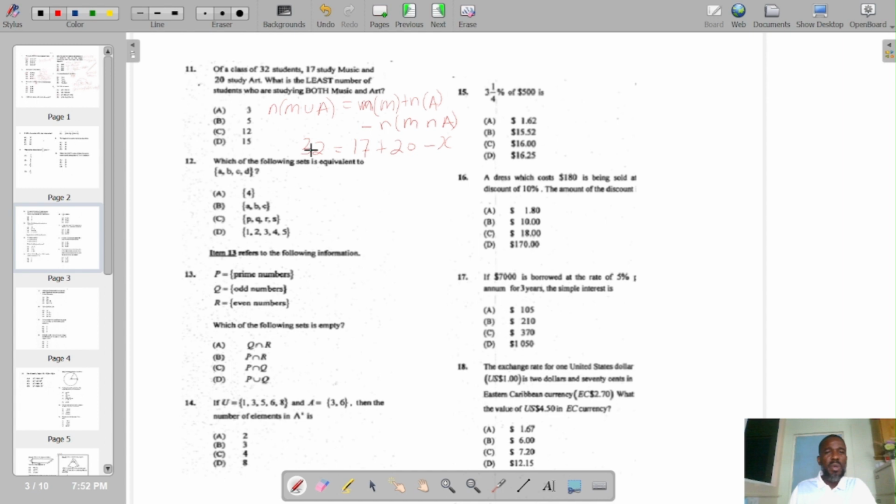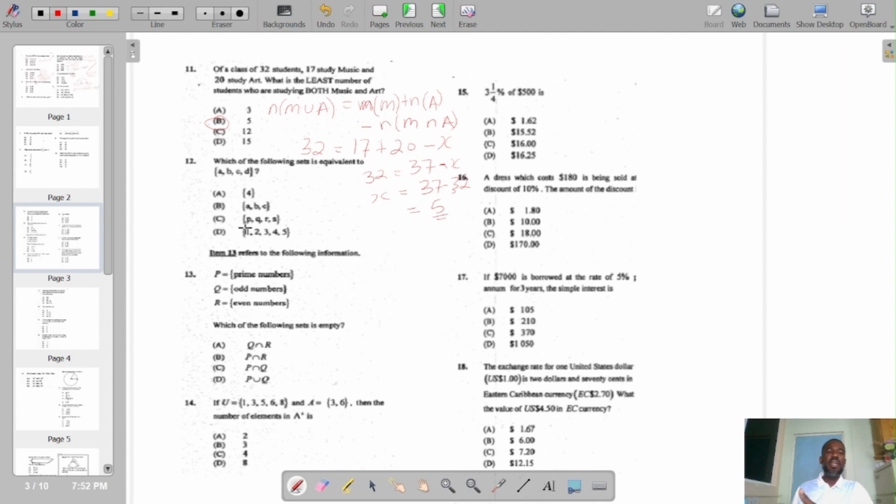Which of the following sets is equivalent to? Now, two sets are equivalent if they have the same number of elements. So how many elements do we have here? We have 1, 2, 3, 4. So therefore, how many elements do we have here? In C, 1, 2, 3, 4. So our answer there is C.